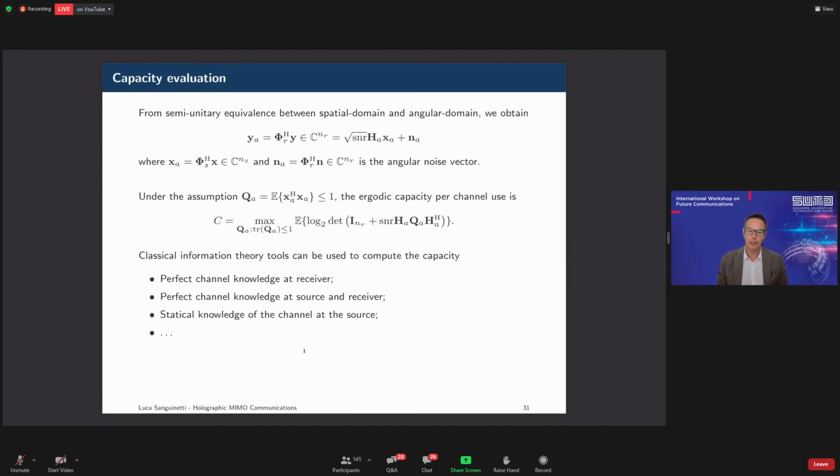If you want to evaluate the capacity of the holographic MIMO communication system based on this channel model, you can exploit the semi-unitary equivalence between the spatial domain and the angular domain. So you move to the angular domain, and then you can compute the capacity of the system according to this new input-output relation, which is now in the angular domain.